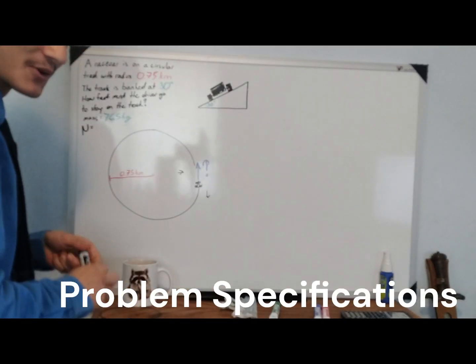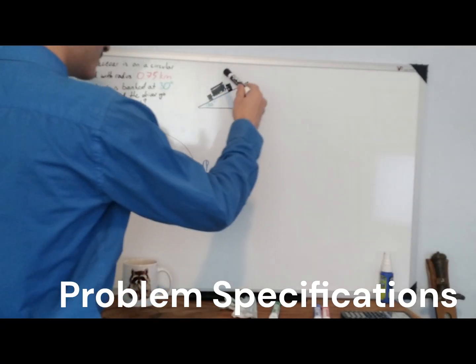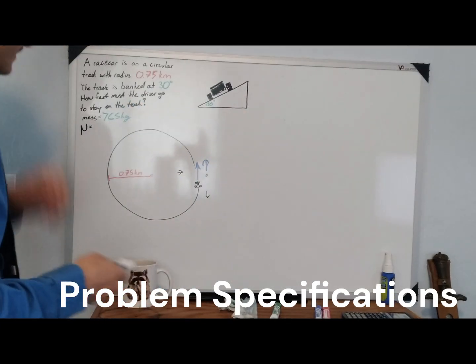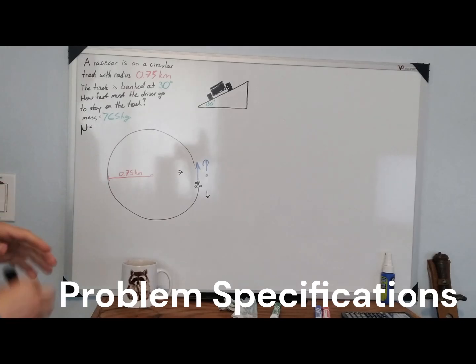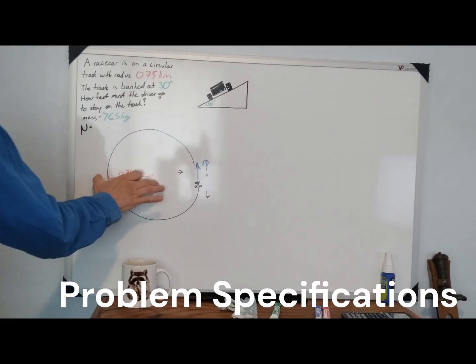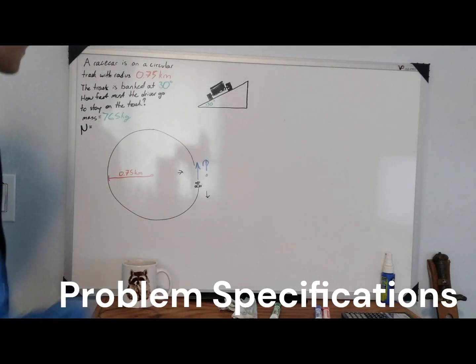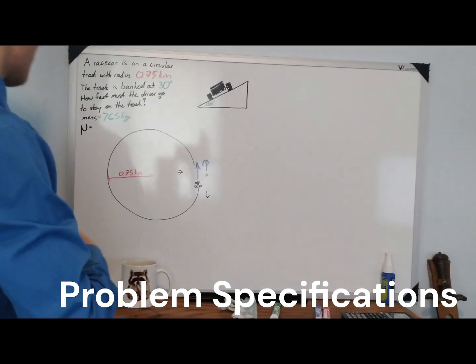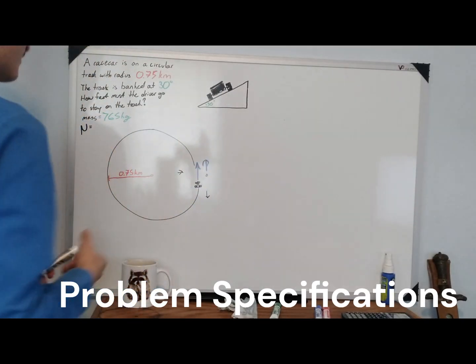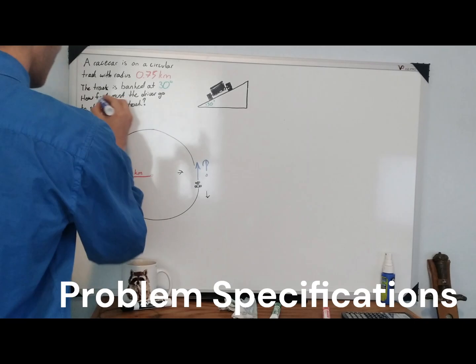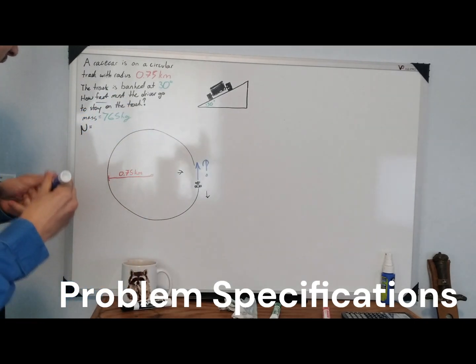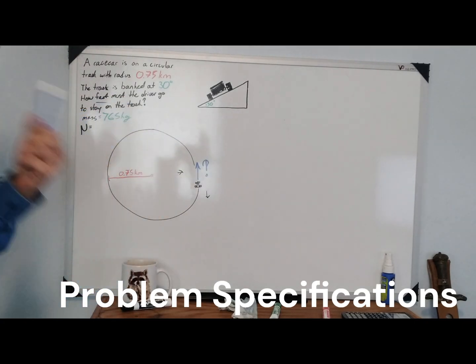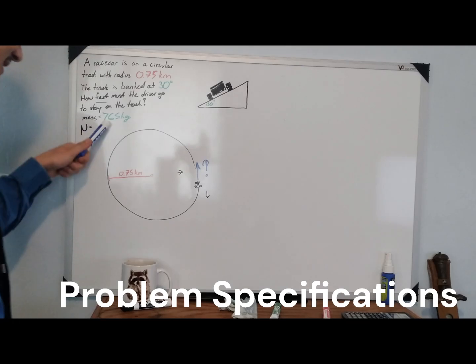Today, we are going to be solving a problem that's related to slopes and forces. A race car is on a circular track with radius 0.75 kilometers. The track is banked at 30 degrees, and how fast must the driver go to stay on the track? The mass of the car is 765 kilograms. You'll see why I chose that number.